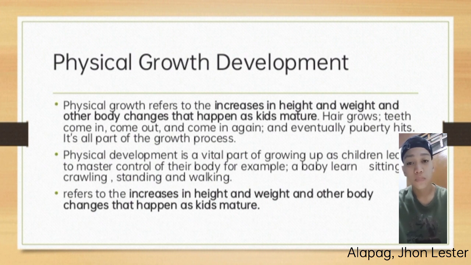Example of physical growth during adolescence is that females' breasts become fuller and hips grow wider. Females typically experience their first menstruation, while the male shoulders become broader and their muscles get bigger. Male's muscles grow faster than the female muscles.